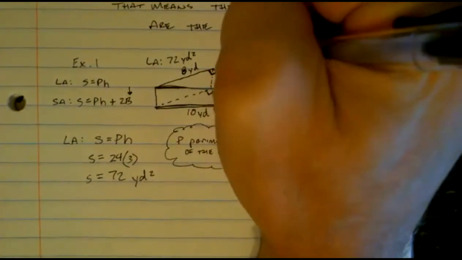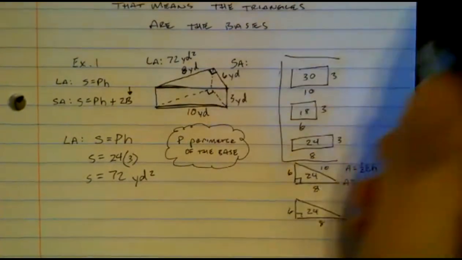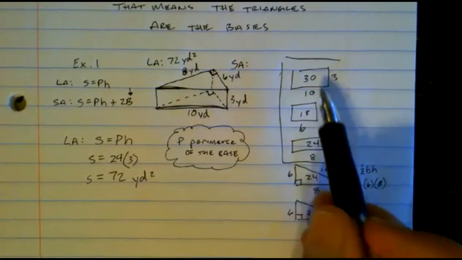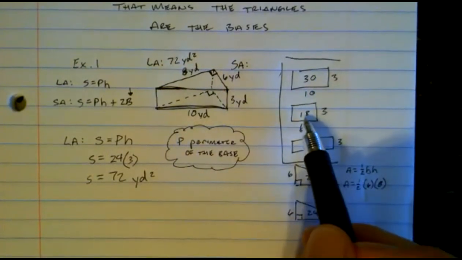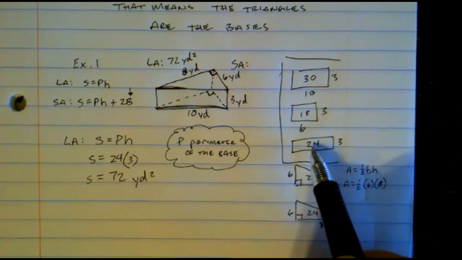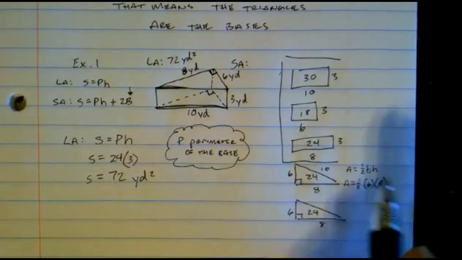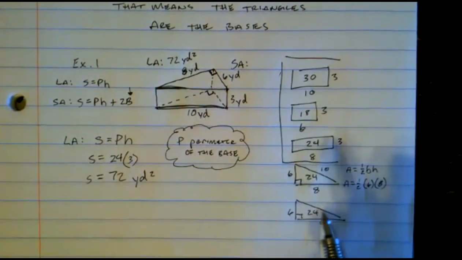That's the area of all the sides of our base. And again, we could simply go in and add these three up. So 30 plus 18, that's 48, plus 24, which is 72. So we're on the right track here, whether we do it the long way or the short way.